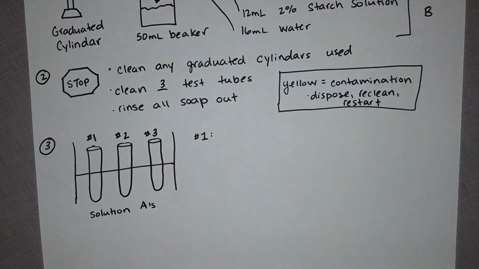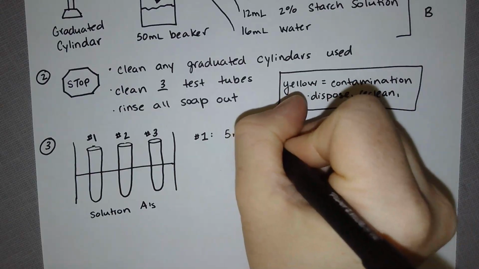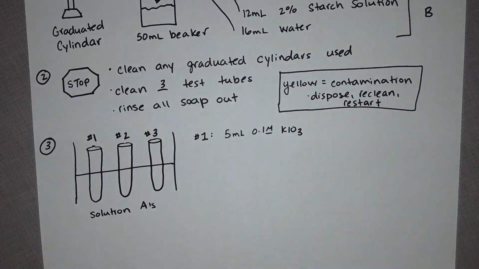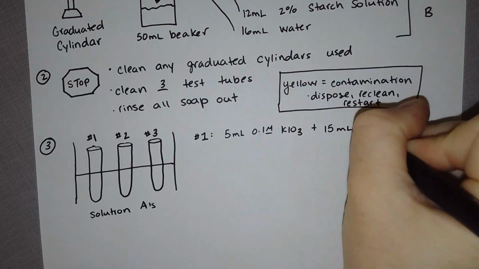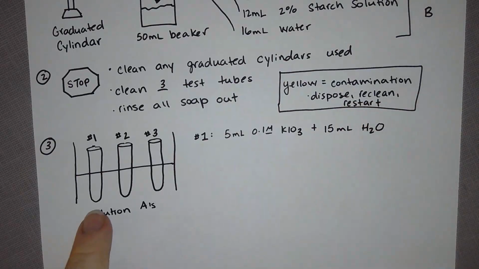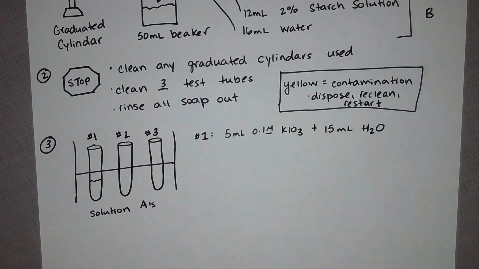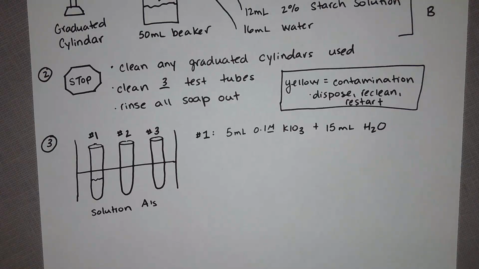we are going to combine 5 milliliters of potassium iodate, the concentration of that being 0.1 molar KIO3, and 15 mils of water. And you can go ahead, you'll measure those straight in, you'll dump it into test tube 1, and we'll have a total volume of 20 milliliters. 5 potassium iodate, KIO3, 15 from water.